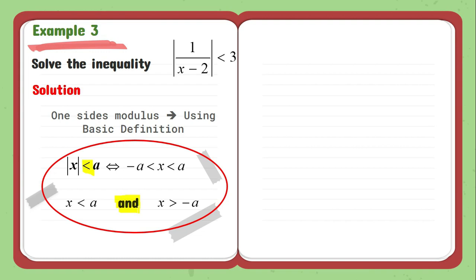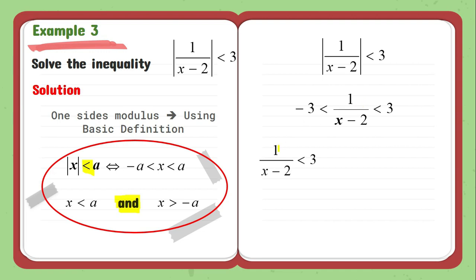After you write down the basic definition, x less than a, for the second part you must switch the sign from less than to more than, and from the positive value to the negative value. Using the basic definition, we can write down 1 over x minus 2 less than 3 and more than negative 3. From here we can write down 1 over x minus 2 less than 3 and 1 over x minus 2 more than negative 3.